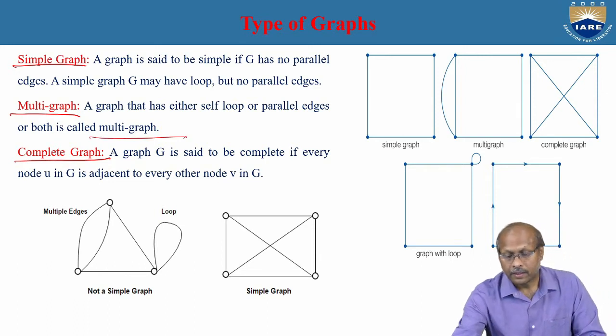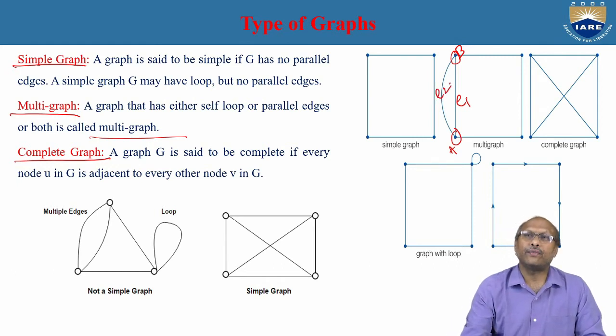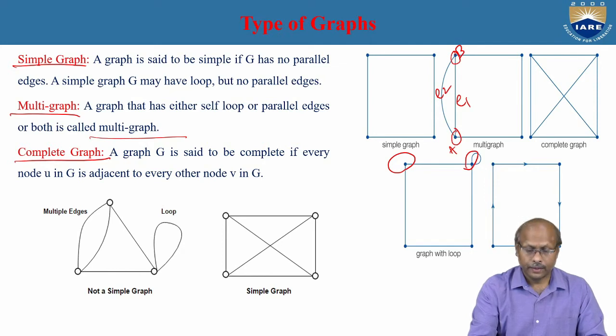That means, see, here it is a multi-graph because between two nodes you are having two edges. This is the node A, this is the node B. For node A and B, you are finding two edges. This is the edge E1, this is the edge E2. Then it is multi-graph. Similarly, please observe here, graph with loop. So this is also one multi-graph.